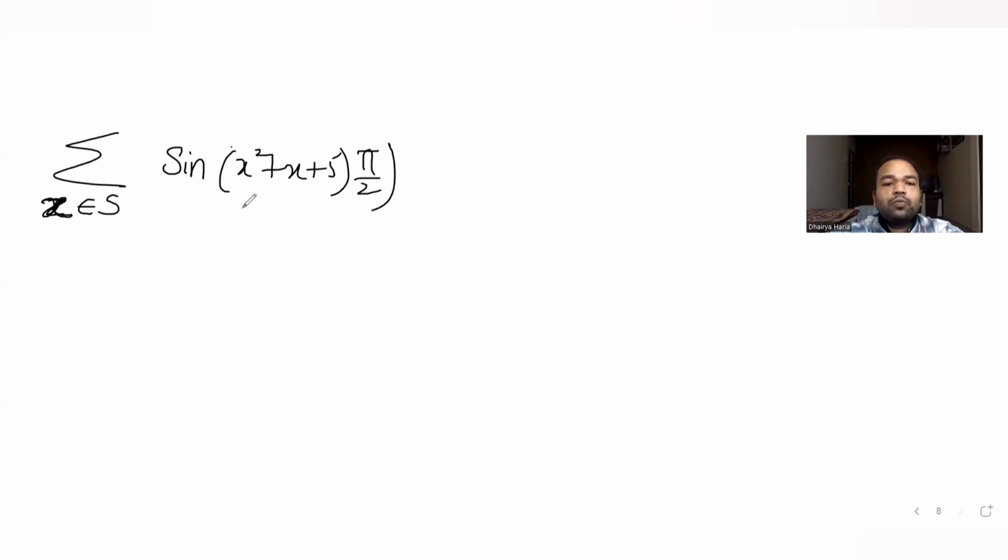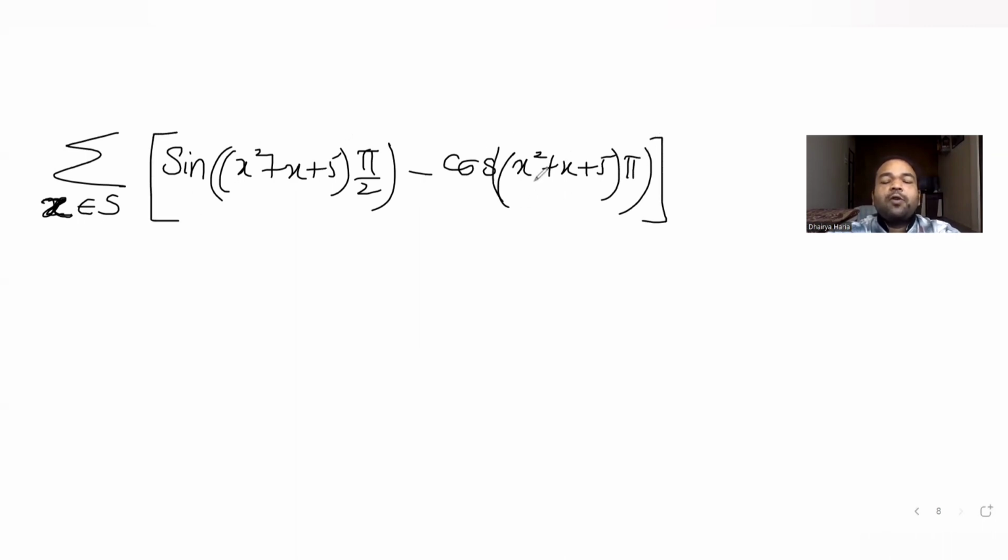So if I have that entire expression with me, it is telling me the summation over x belonging to all the values of set S, and the expression given to me was sine of x square plus x plus 5 pi by 2, minus cos of x square plus x plus 5 into pi. So if I put both the values, first let's put x equal to 0. That makes it sine of 5 pi by 2, because 0 and 0 is 0, plus 5, minus cos of again 5 pi.